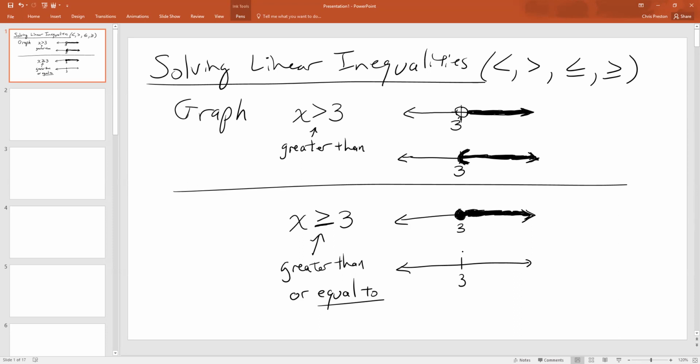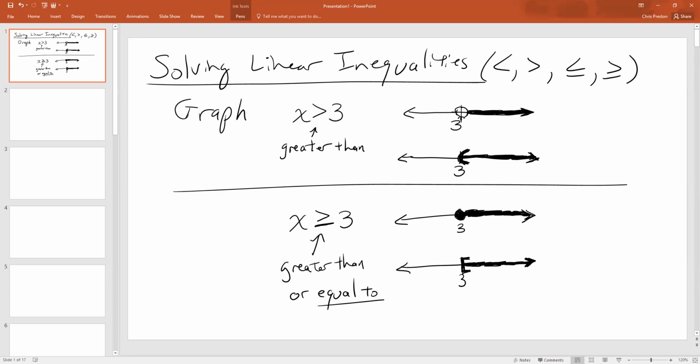Now, how do I indicate that if I don't want to use the circles? Well, I put a bracket there. I don't use a parenthesis. Remember, parenthesis indicates that the end is not included. In this case, the end is included. 3 is an answer in the solution set of numbers. So I'm going to shade everybody above 3, and I'm going to put a bracket on 3.